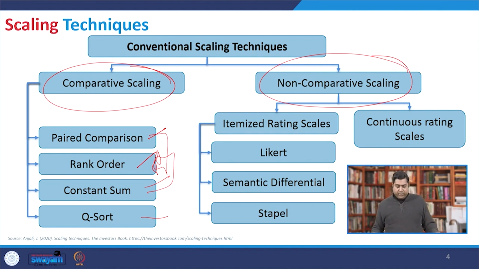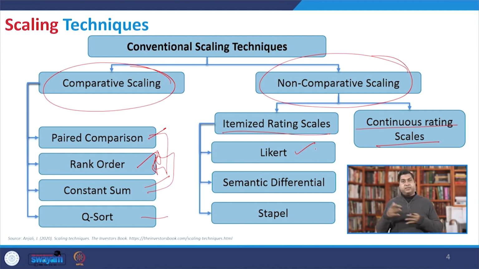Coming to non-comparative scaling, in this case again we can have the itemized rating scale where we can denote each item and its value, and then it can be the continuous rating where the total scale is available and you can assign the value. So, the Likert scale is one of them. I also mentioned the Likert scale earlier, we discussed it in the last lecture.